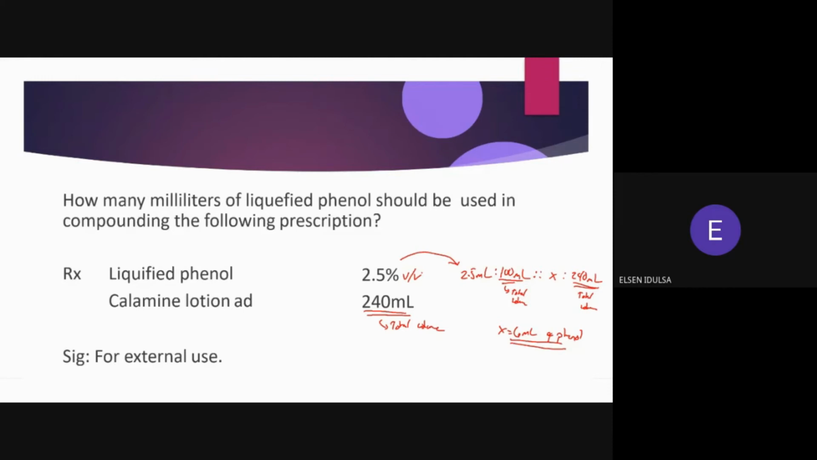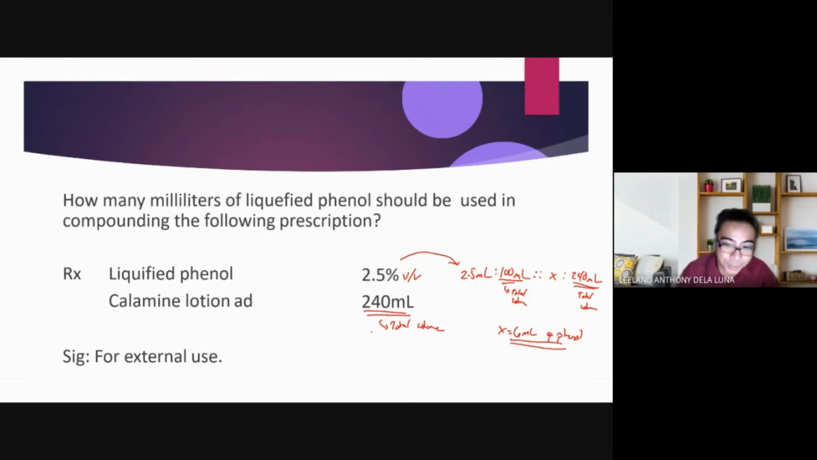Very good. Di ba kasi ang total volume. Okay, kasi class, if you want to get the volume of diluent, ang gagawin lang dyan, total volume minus volume of the solute. So, total volume natin was 240 ml. So, minus 6 ml of phenol. So, meaning, ang dadagdag ko to make the total, would be 234 ml calamine.